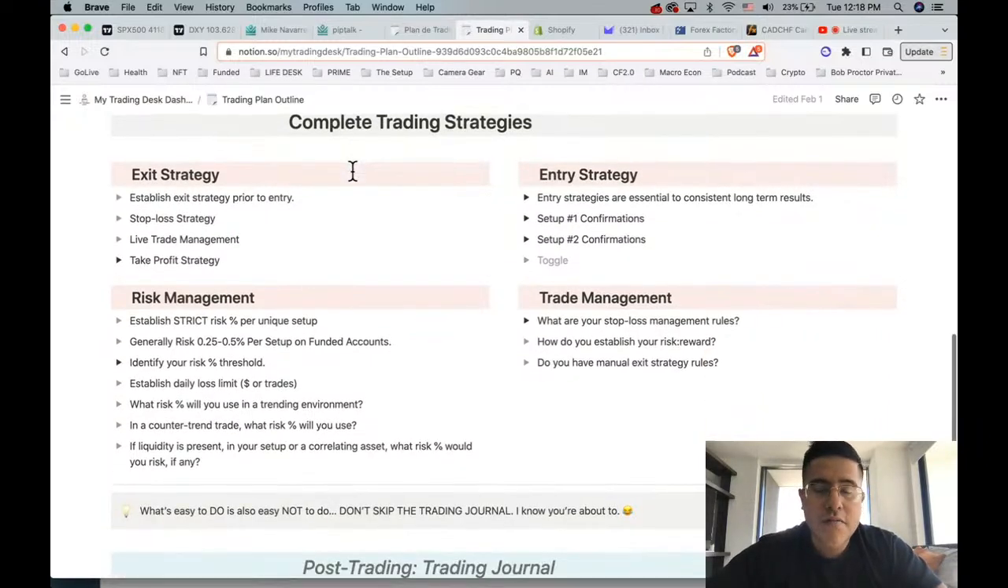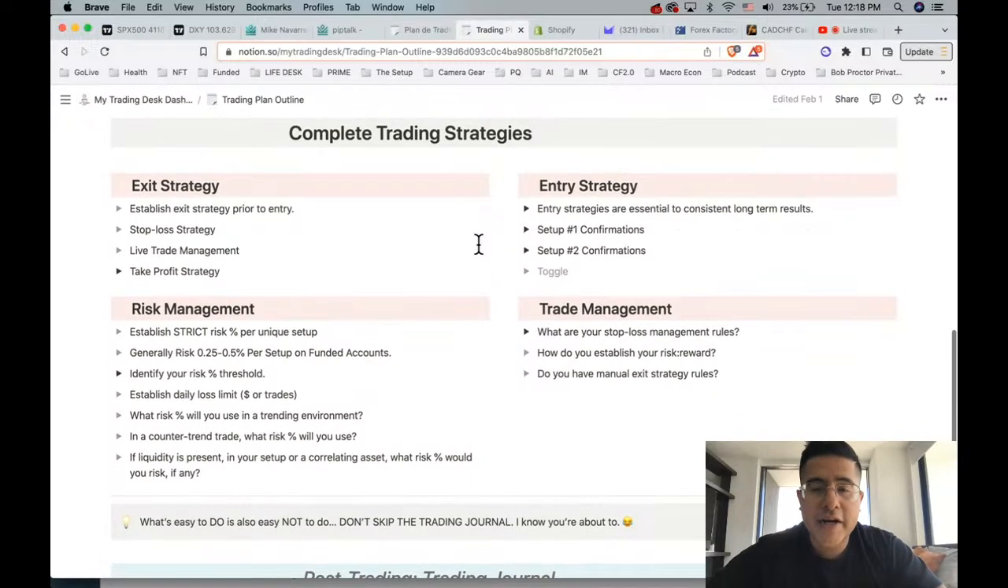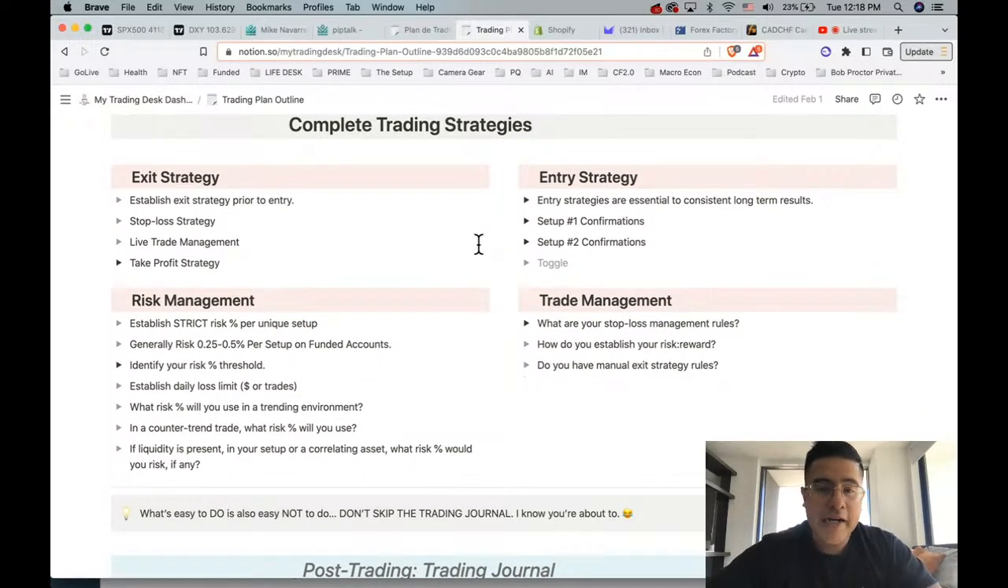And so from there, guys, here I've broken down some trading strategies, and I've broken it down into different aspects of trading. You have exiting the market, entering the market, your risk management, and your trade management. So when it comes down to this, these are questions to ask yourself or suggestions. Establish an exit prior to entry. Have a strategy for when you're getting out of the market, and know what to do when it's live, like live trade management. So when the market is live, what am I doing?